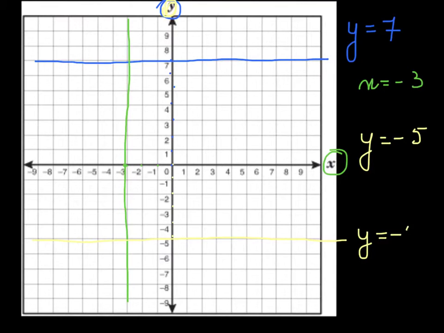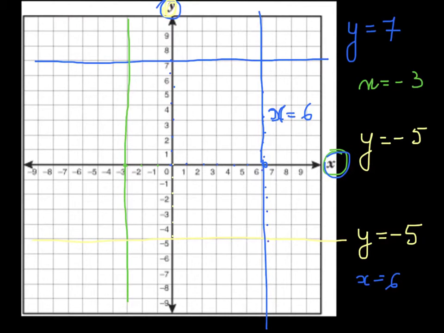Y equals -5. X equals 6. I go on the x-axis, 6: 1, 2, 3, 4, 5, 6. And this is the line with the name x equals 6, because all points on this line have their first number, their x coordinate, equal to 6.